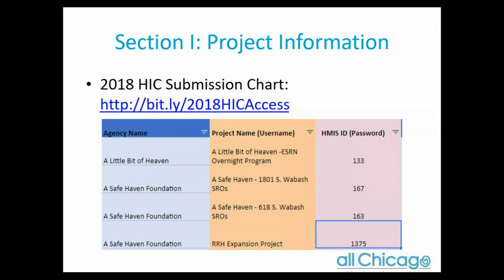As you can see, an agency may have multiple programs, for example, as a safe haven is listed here. And they're all slightly worded differently. So for a safe haven rapid rehousing expansion program, that would be the username and the password would be 1375. I do share that the login option is very case sensitive. So if you see that your project has a really long name, such as a little bit of heaven-ESRN overnight program, what I usually do is I copy that and paste it into the username box of Survey Gizmo, and then I just type in my password of 133.